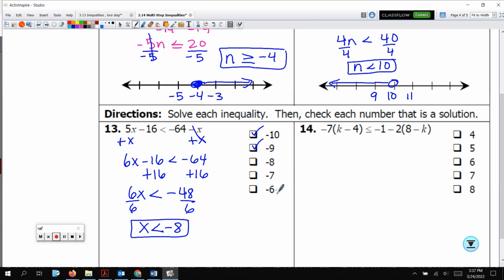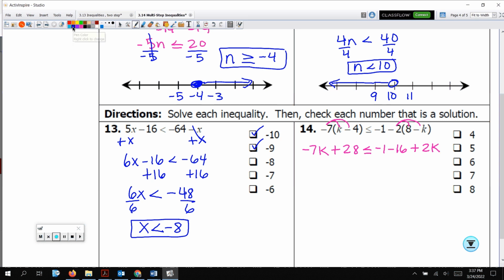There's lots of them. All right, let's look at number 14. This is pretty crazy, but we can do it because we just did a bunch of crazy ones. Distribute. Negative 7 times k, negative 7k. Negative 7 times negative 4, positive 28. Bring down our symbol. I have this negative 1 here. Now I'm distributing this negative 2 into parentheses. Negative 2 times 8 is negative 16. Negative 2 times negative k is positive 2k.